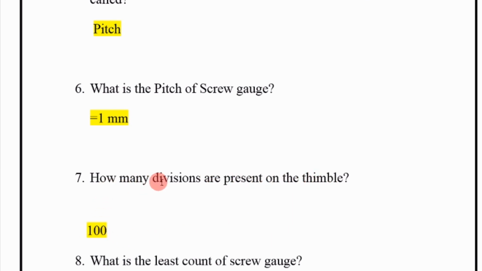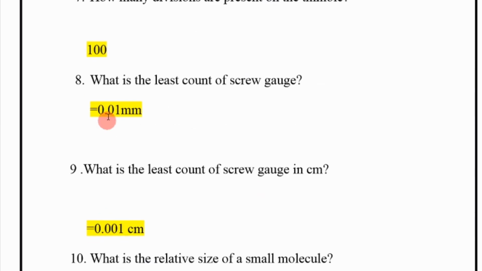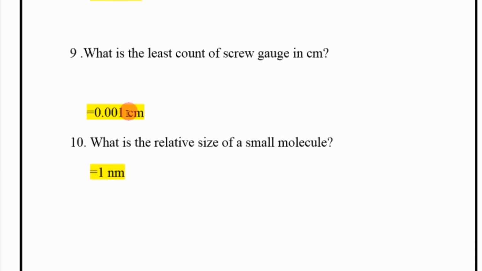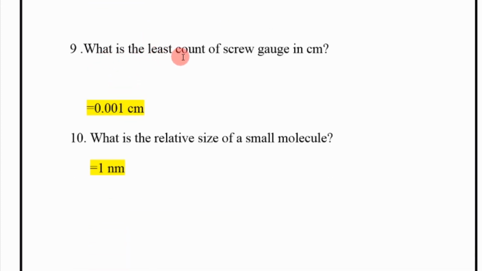Next, how many divisions are present on the thimble? 100. Next, what is the least count of screw gauge? 0.01 millimeter. Next, what is the least count of screw gauge in centimeter? 0.001 centimeter.